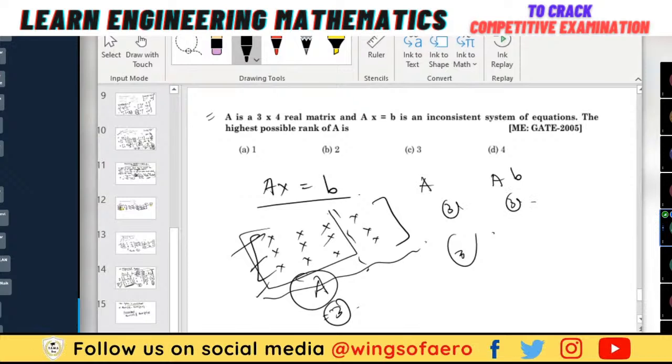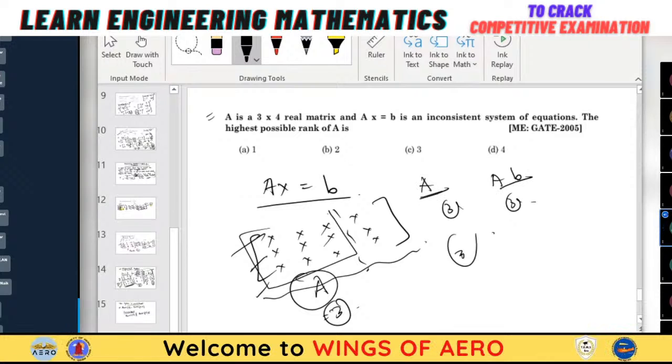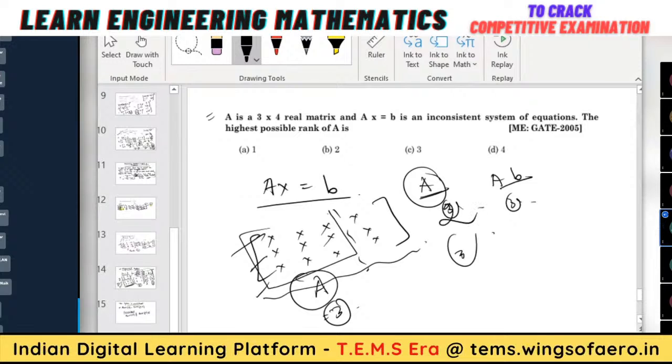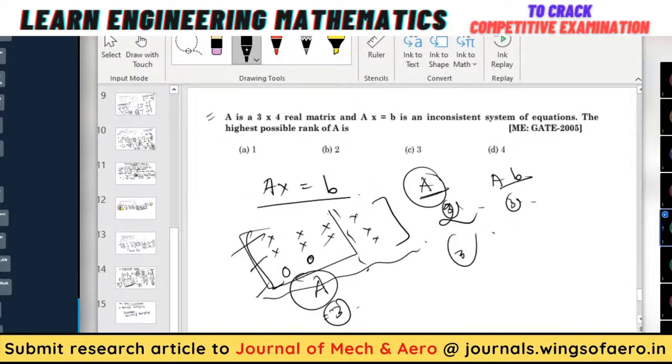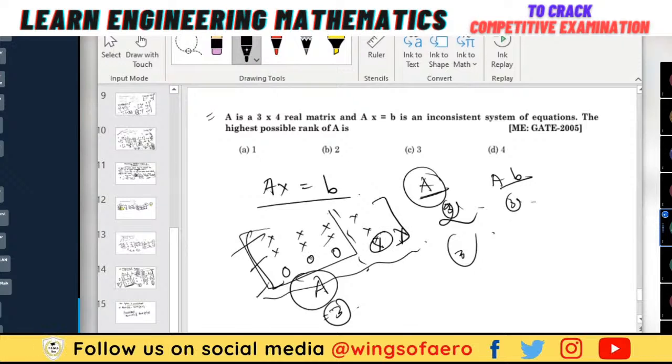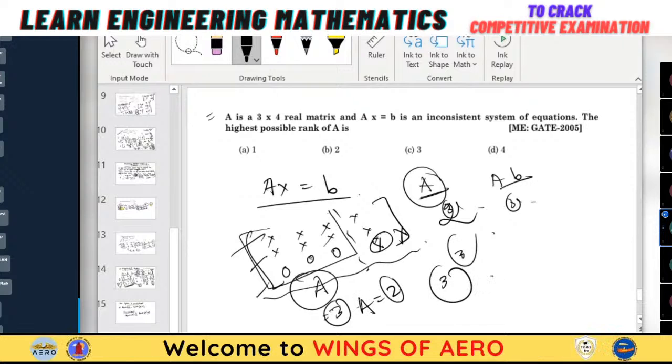Now what is the condition when the rank of AB and rank of A will not match? And what is the highest rank when it will not match? Obviously the rank of A will be 2. The highest rank will be 2. Then we can say the system is inconsistent. That is, the last row of this matrix will be 0, 0, 0 in A, but this doesn't become 0 in AB. Then we can say that rank of AB is equal to 3 and rank of A is equal to 2.